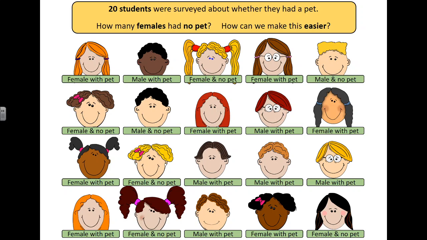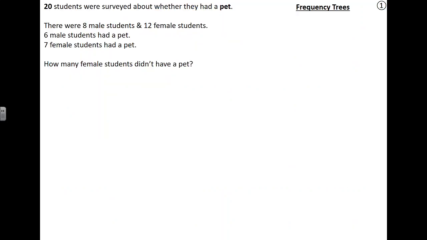So we're going to use this 20 pieces of data and we're going to break it down into a frequency tree. So we've got the same piece of information here. There were 20 students surveyed about whether they had a pet. There were 8 male and 12 female students. 6 male students had a pet. 7 female students had a pet. How many female students didn't have a pet?